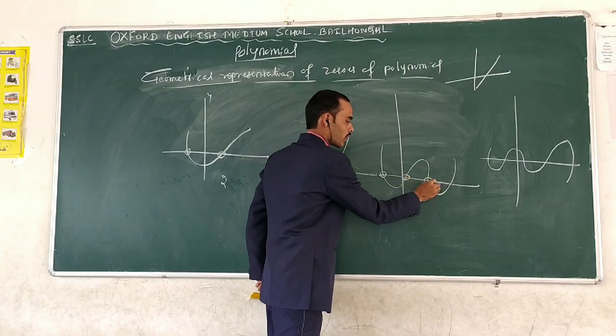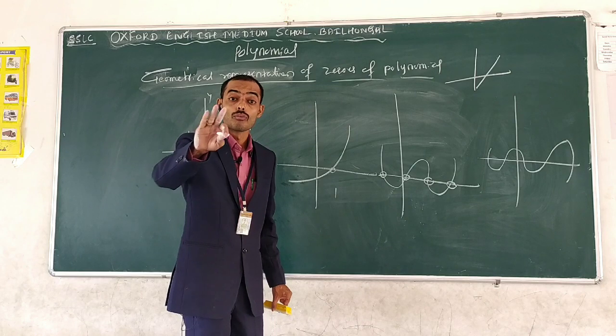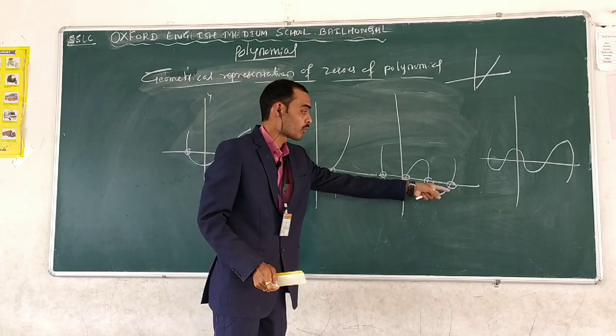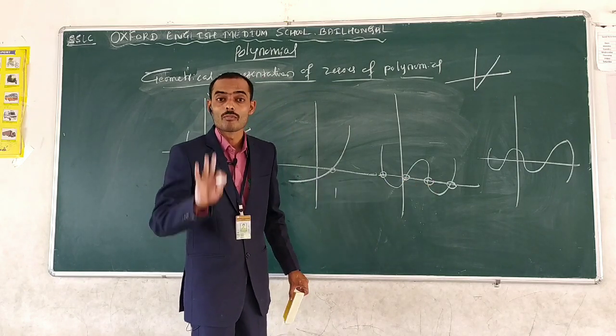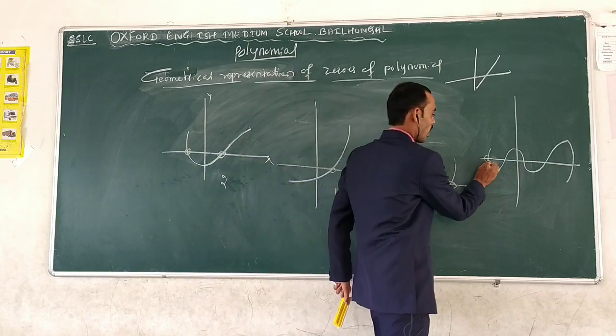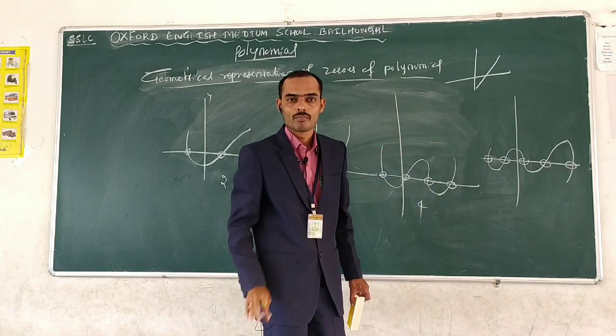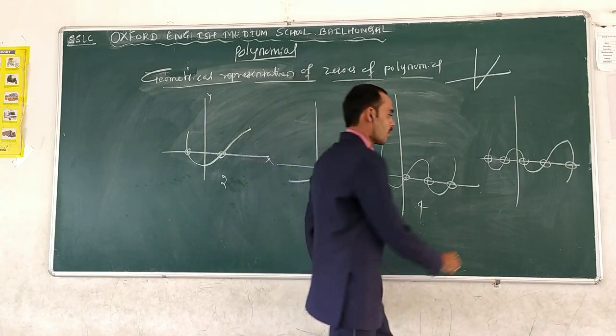Here what? 1, 2, 3, 4. This curved line passes through the x axis in 4 points. See here, 1, 2, 3, 4. Therefore, how many zeros of the polynomial? 4 zeros of the polynomial. Simple. Here 1, 2, 3, 4, 5. How many zeros of the polynomial? There are 5 zeros of the polynomial.